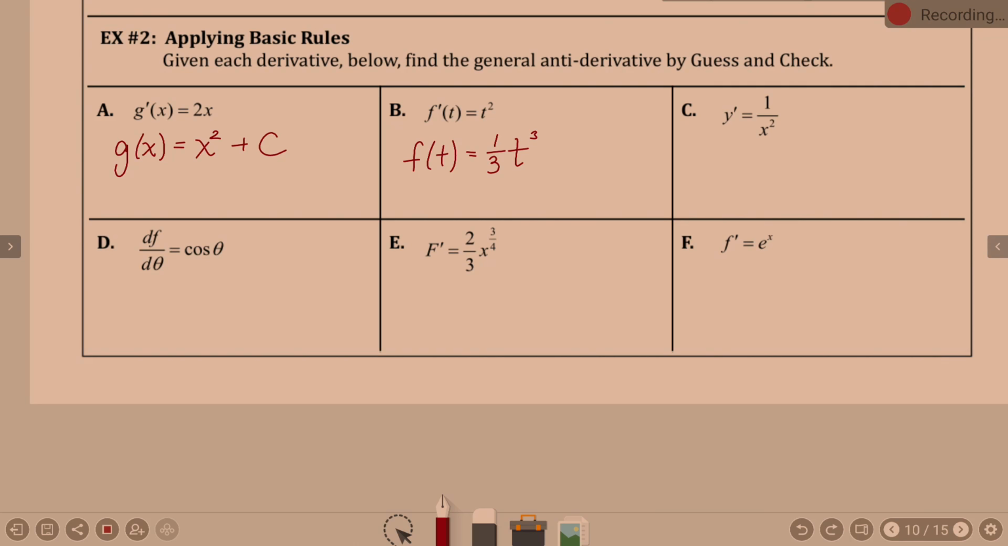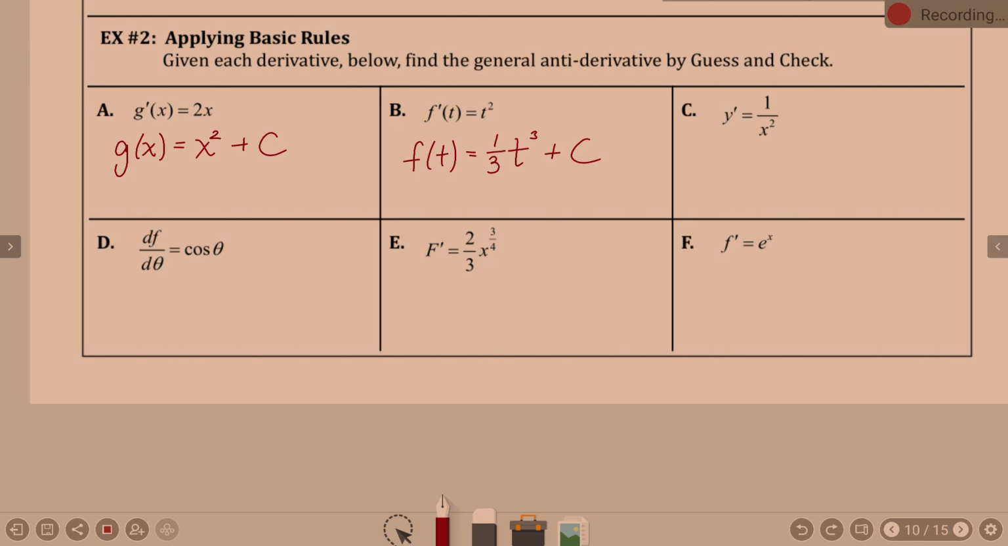Yeah, because here's the thing, it's guess and check, right? So we put something down and we check it. You take the power 3 and multiply it out front. What's 3 times a third? 1. That's what gets that 3 to cancel out. Subtract 1 from the power: 3 minus 1 is 2. And then the plus c that was added on. I just hadn't written it in yet. Okay.